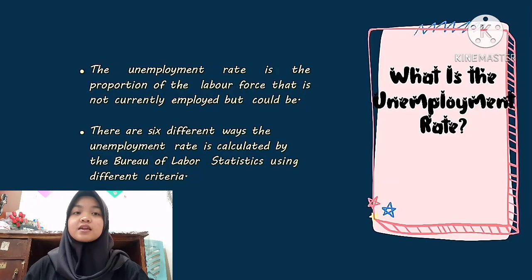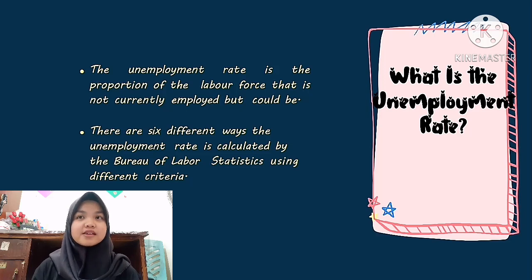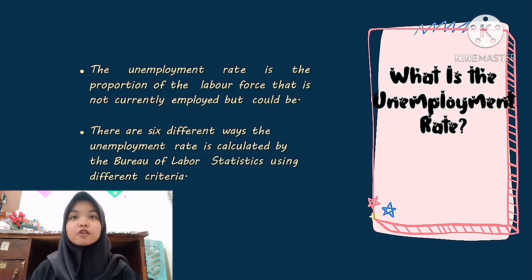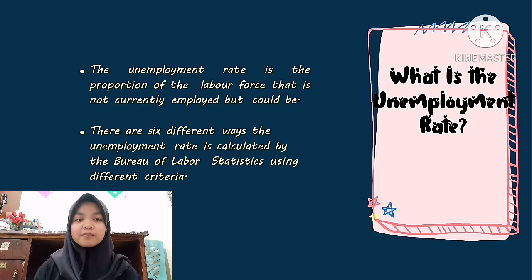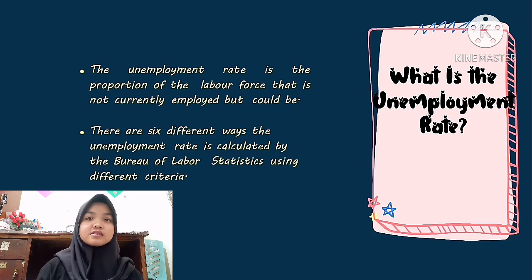Okay, this is the last material. The last material is: what is the unemployment rate? The first, the unemployment rate is the proportion of the labor force that is not currently employed but could be. The second, there are 6 different ways the unemployment rate is calculated by the Bureau of Labor Statistics using different criteria. The unemployment rate is the percent of the labor force that is jobless.